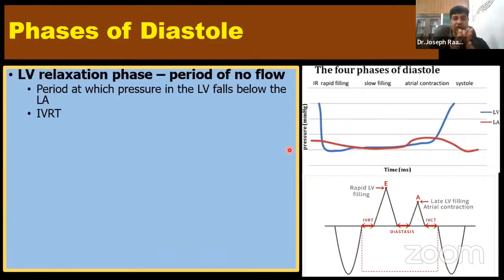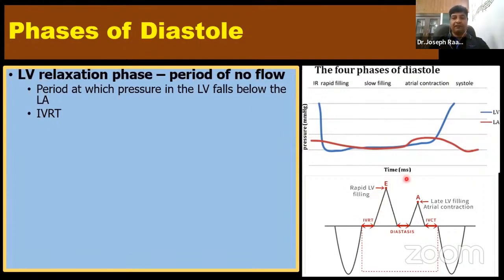So this period is called the isovolumetric relaxation phase, and this is characterized by what is known as IVRT, isovolumetric relaxation time. So when this pressure goes down a little bit below your left atrial pressure, what happens? The mitral valve opens. As a result, there is a gush of fluid.